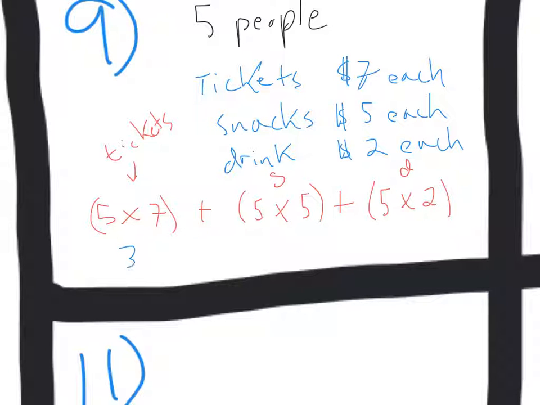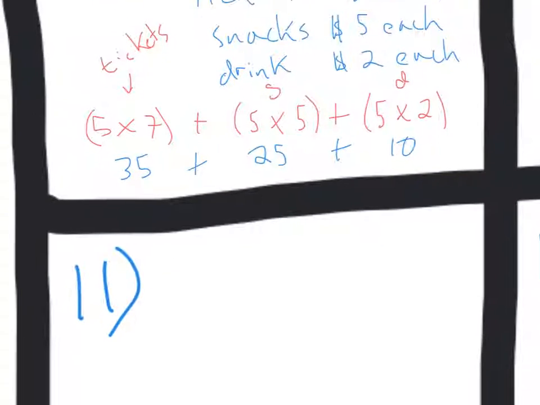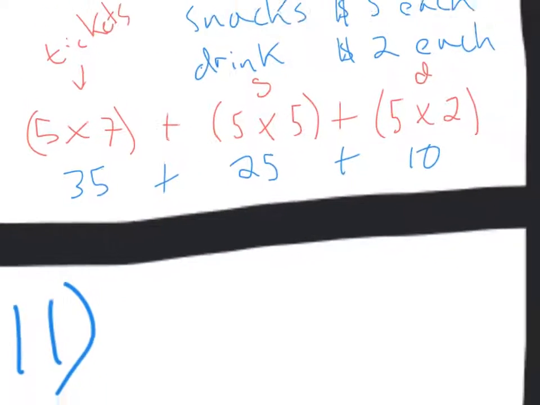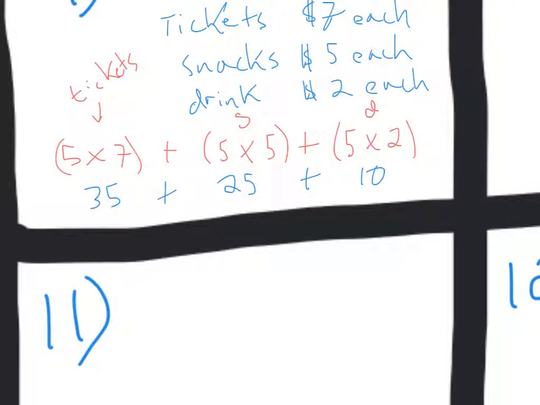5 times 7 is 35. Okay, order of operations, then we go into the next set of parentheses. 5 times 5 is 25. And then you work with the next set of parentheses. 5 times 2 is 10. And you add all that up in the blue. Right there, those 3 numbers, add that up, and you will get your total cost. And I believe it's $70. $70 when you figure all that out.